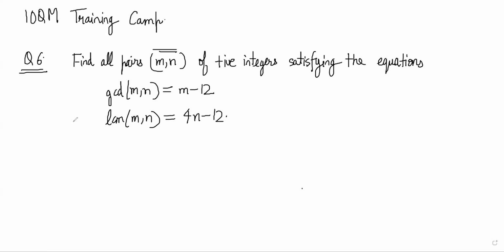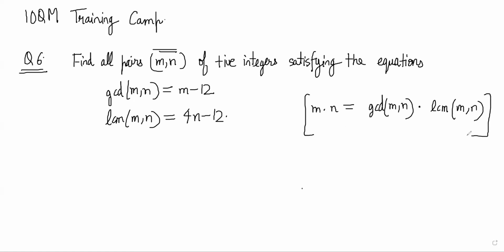So the obvious first step here is to remember the standard result that the product of the two numbers is equal to GCD of m and n multiplied by LCM of m and n. So this result we have to use here. From this, we can say that mn is equal to m minus 12 times 4n minus 12, right? So let's simplify this a little bit.